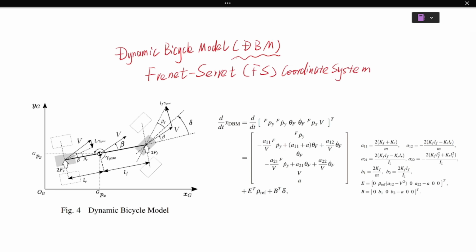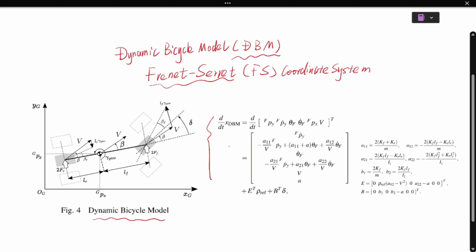In this episode, we will explain how to rewrite the dynamic bicycle model (dBm) into a state space equation under the FS coordinate system. This figure shows the dBm, which includes the tire slip angle and the cornering stiffness. Therefore, it can be applied to high-speed driving conditions. This is the rewritten result from the paper.